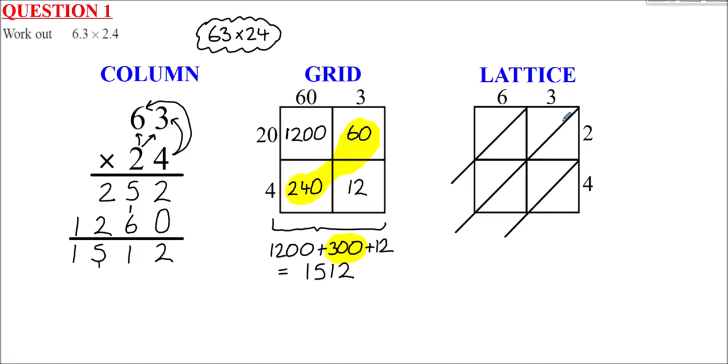Finally, the lattice method, sometimes called the Chinese method. I split the boxes diagonally from corner to corner. And again, these boxes can be done in any order. So if I go for this one here, for example, I do 3 multiplied by 2, which is 6. 0 tens, 6 units. This box here, I'm going to do 3 multiplied by 4, which gives 12.